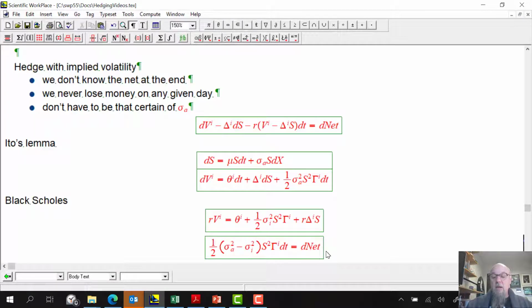There's my change in the net. Now I'm going to prove this second bullet: we never lose any money on any given time step. So there's the change in my net, and we've made the assumption that the actual volatility is bigger than the implied volatility. So this bracket is positive, and S is positive. If you look at the formula for gamma for a call or a put, they're both positive. So the change in this expression is always positive, so the change in my money is always positive. I don't lose money on any given day.